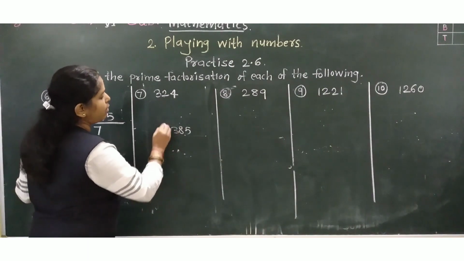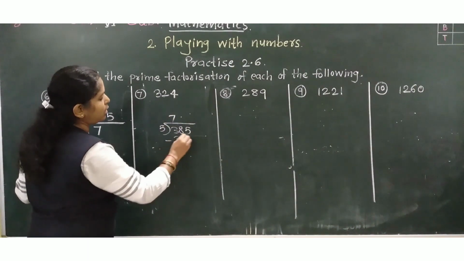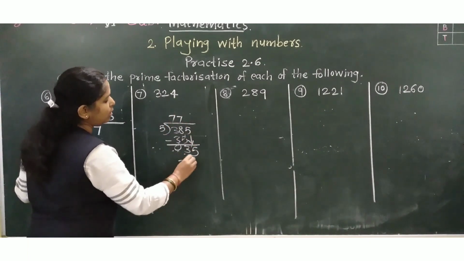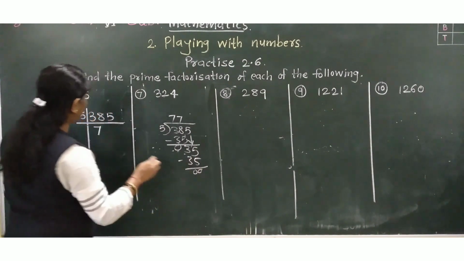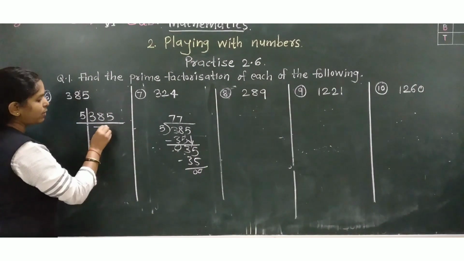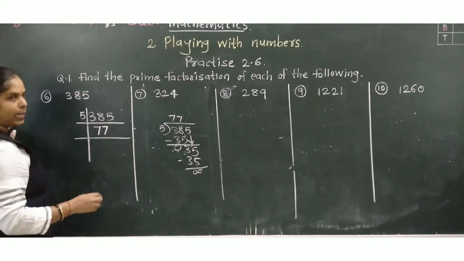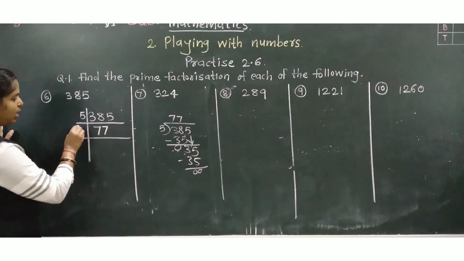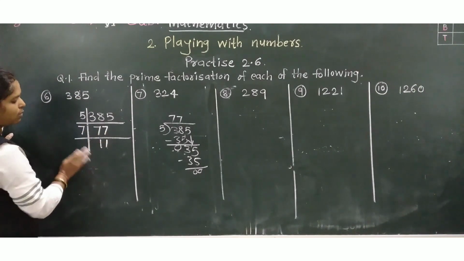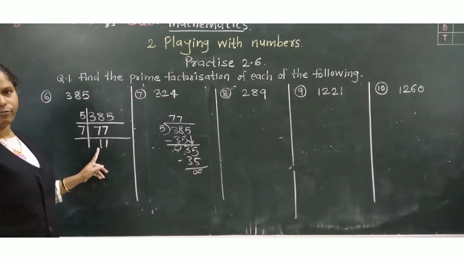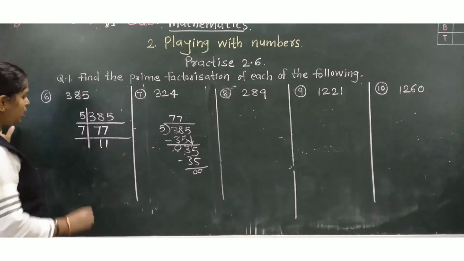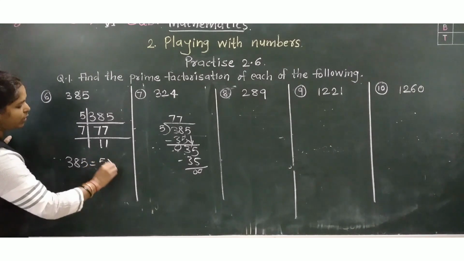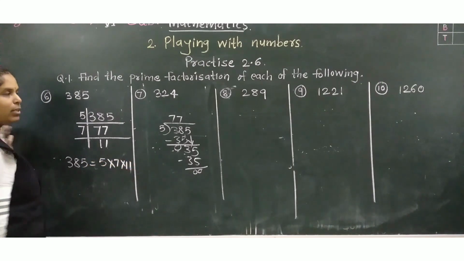385 divided by 5. 5 7s are 35. Take this 5 again. 5 7s are 35. So what quotient did we get? 77. That is right here. And then again, 7 7s. We can divide it by 7. Yes. 7 1s are 7, 7 2s are 14. Here we got a prime number, so we should stop. Therefore, what is the prime factorization of 385? 5 into 7 into 11.